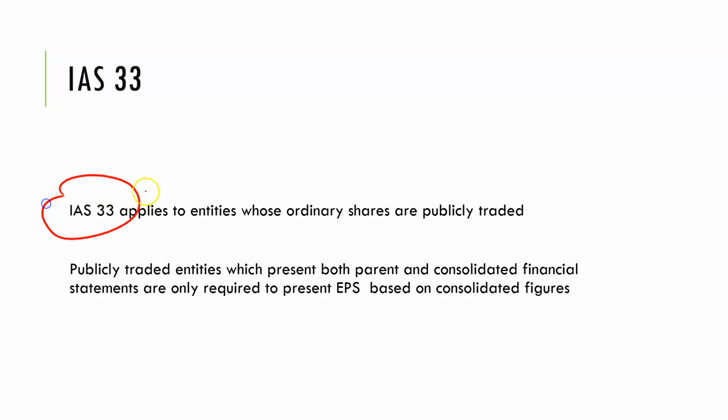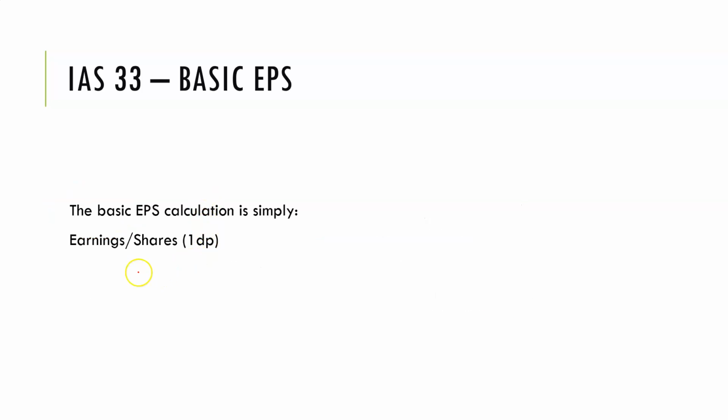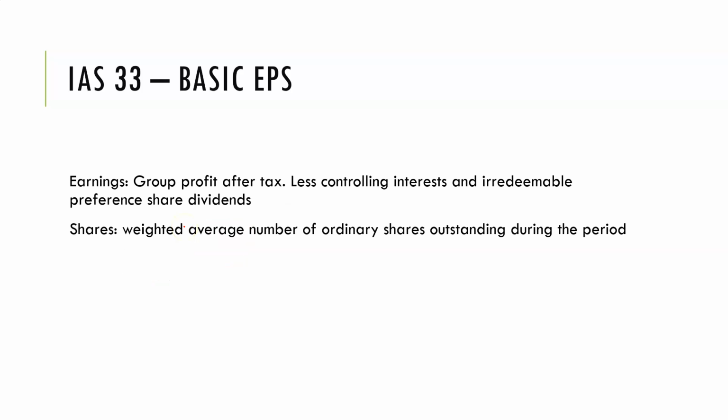So typically we're dealing with ordinary shares that are publicly traded. Publicly traded entities which present both parent and consolidated financial statements are required to present EPS based on consolidated figures. So listed companies would be required to calculate the EPS. Basic EPS is earnings divided by the total number of shares, to one decimal place. And I was talking earlier of this definition of earnings.